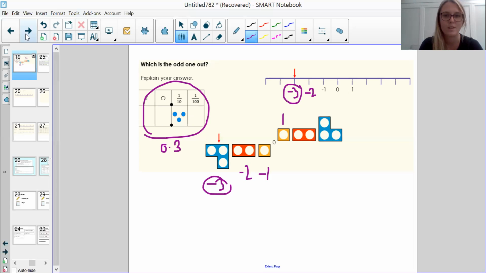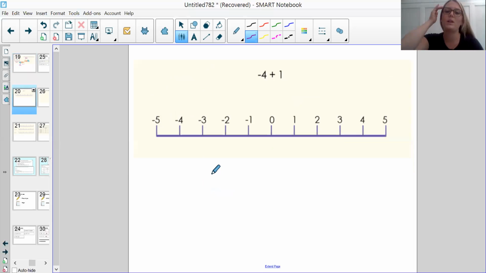Okay, right, so today we're going to be using a number line to help us work out some calculations to do with negative numbers. So I'm going to do this one, we're going to do a couple together, and there's a few for you to have a go at on your own. Okay? So we've got -4 plus 1.